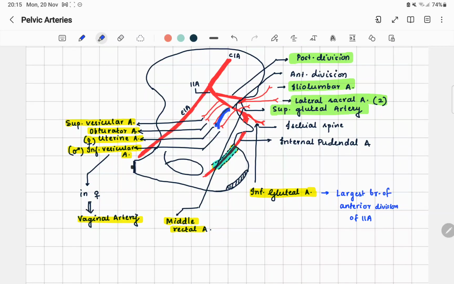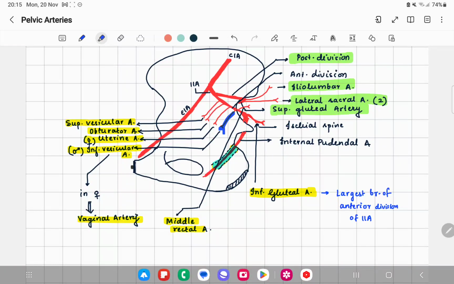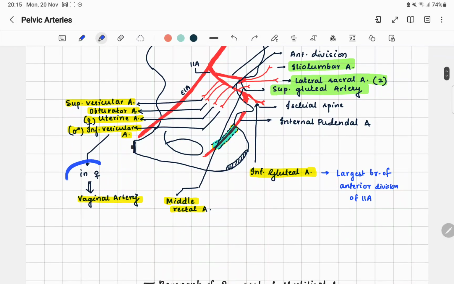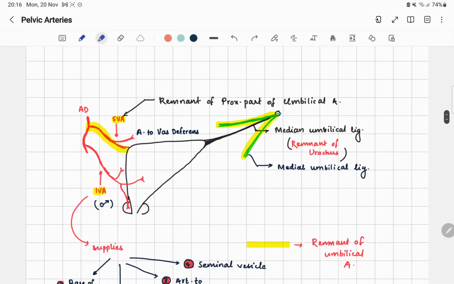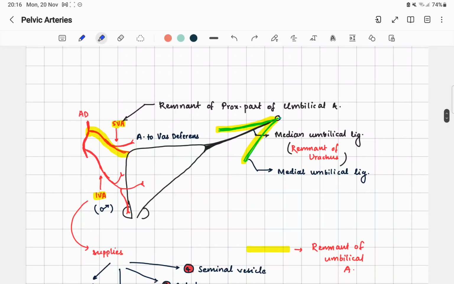In females you have the uterine artery, and in males you have the inferior vesicular artery. In females, in place of the inferior vesicular artery, you have the vaginal artery. The inferior gluteal artery is the largest branch of the anterior division of the internal iliac artery. So these are your pelvic arteries. The anterior division gives another branch, the SVA, which is the remnant of the proximal part of the umbilical artery.